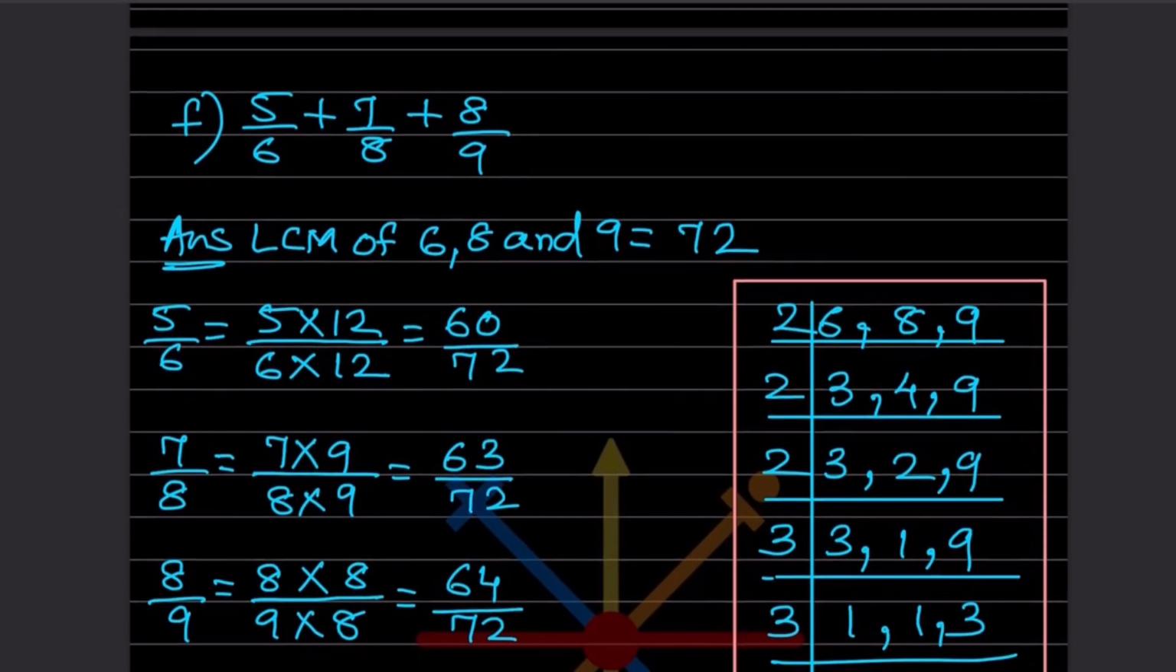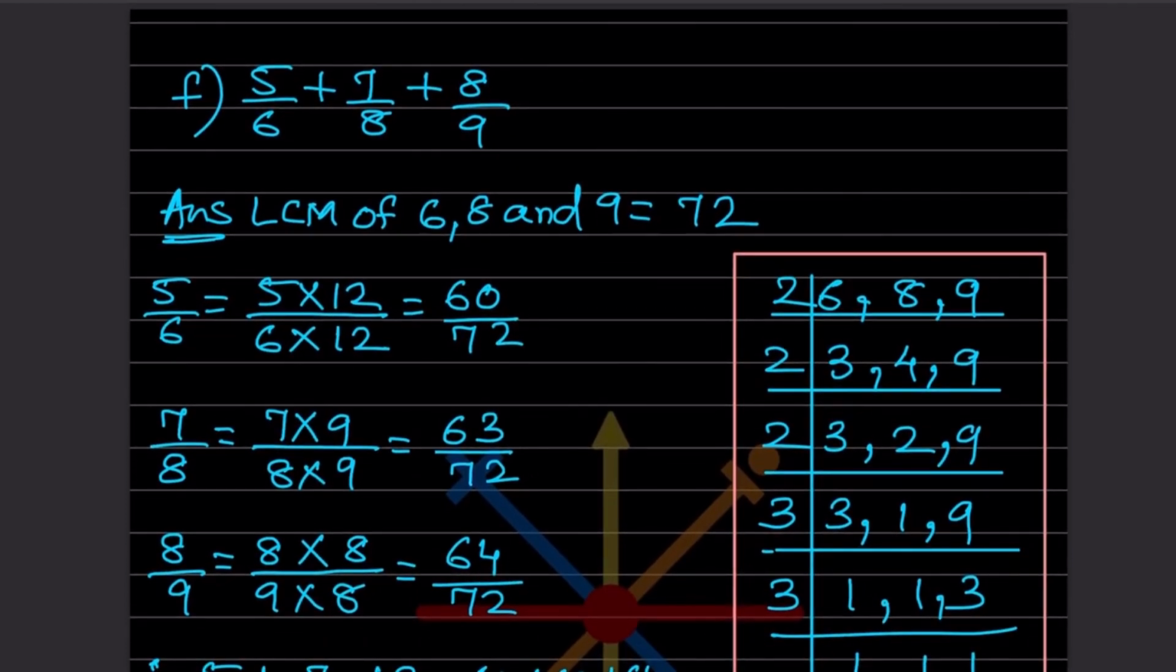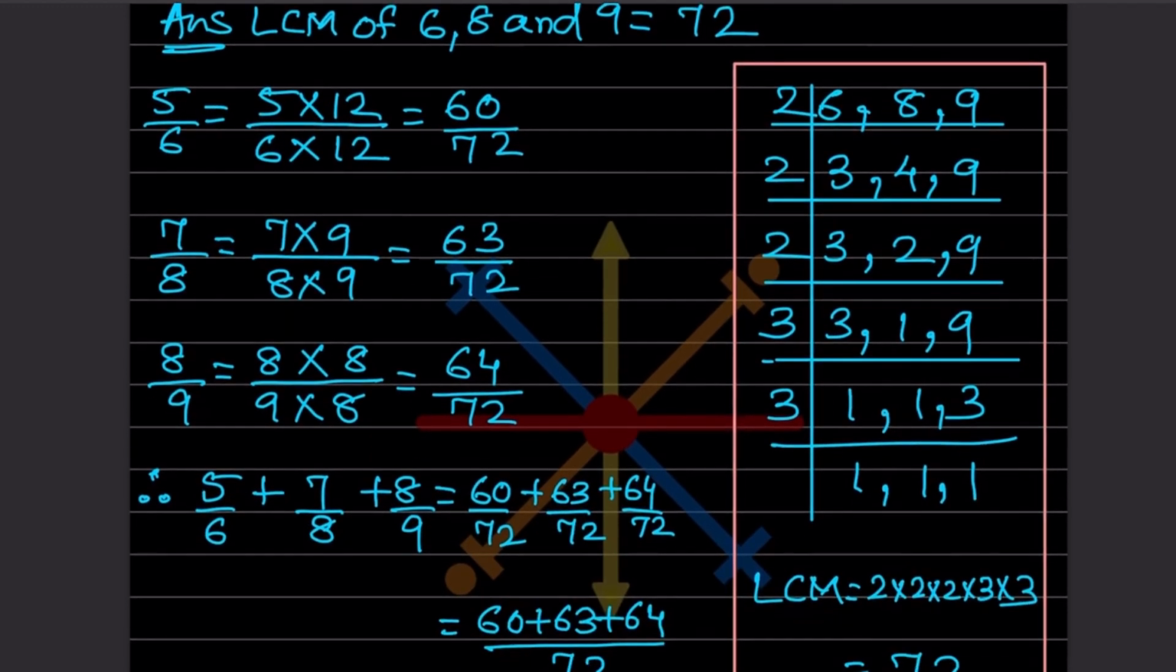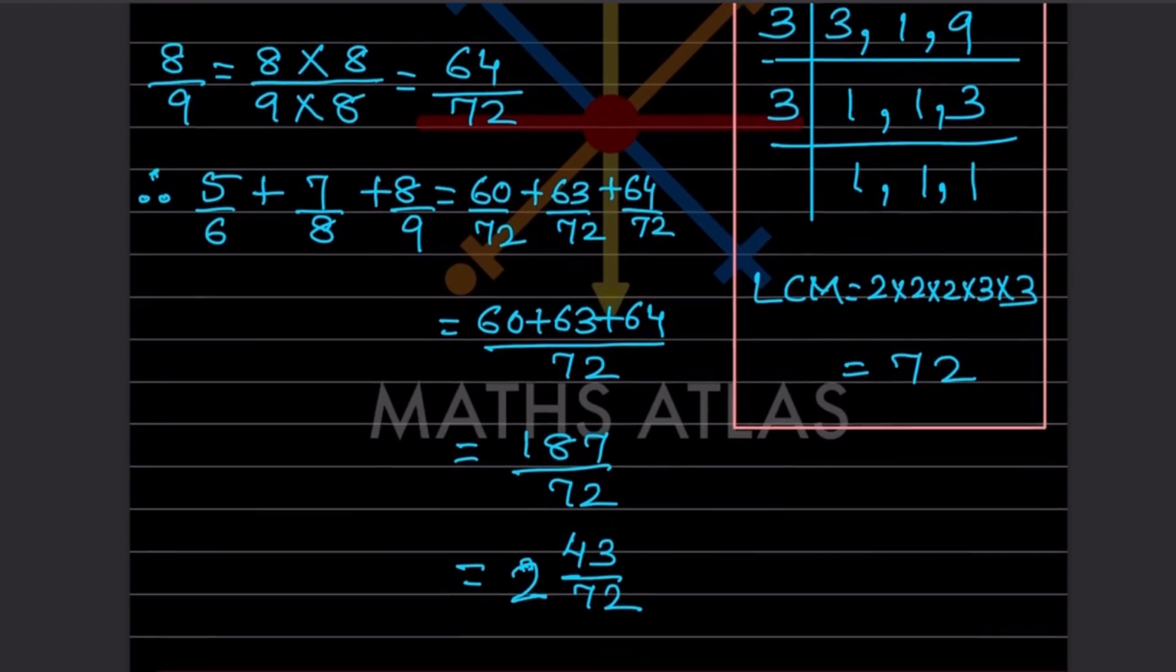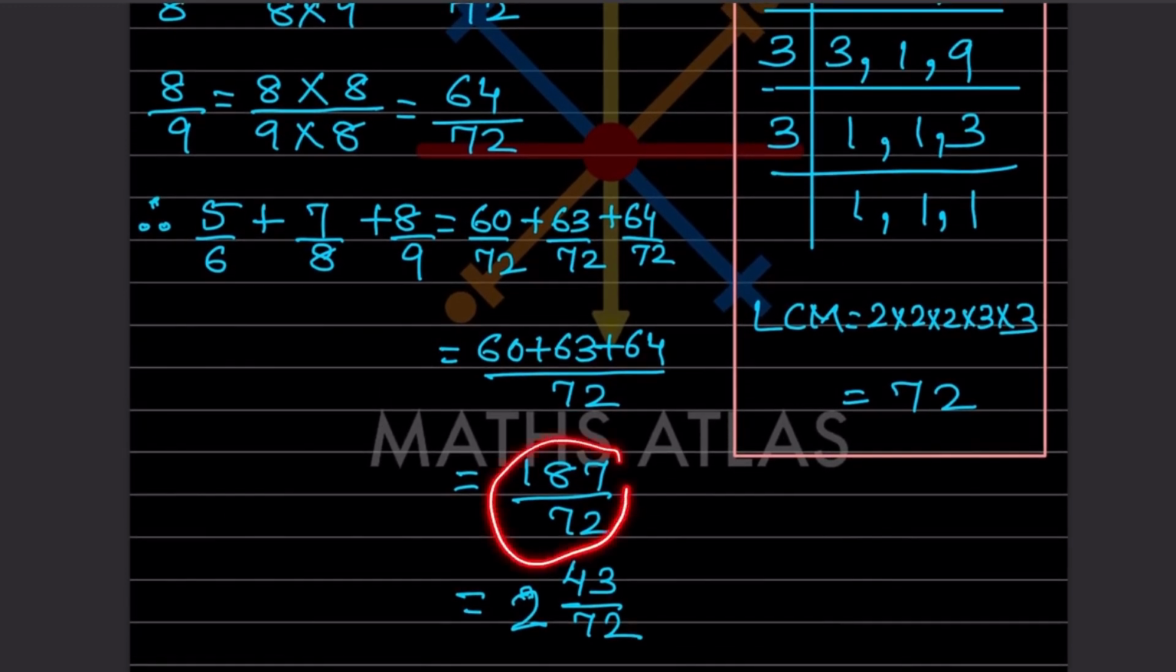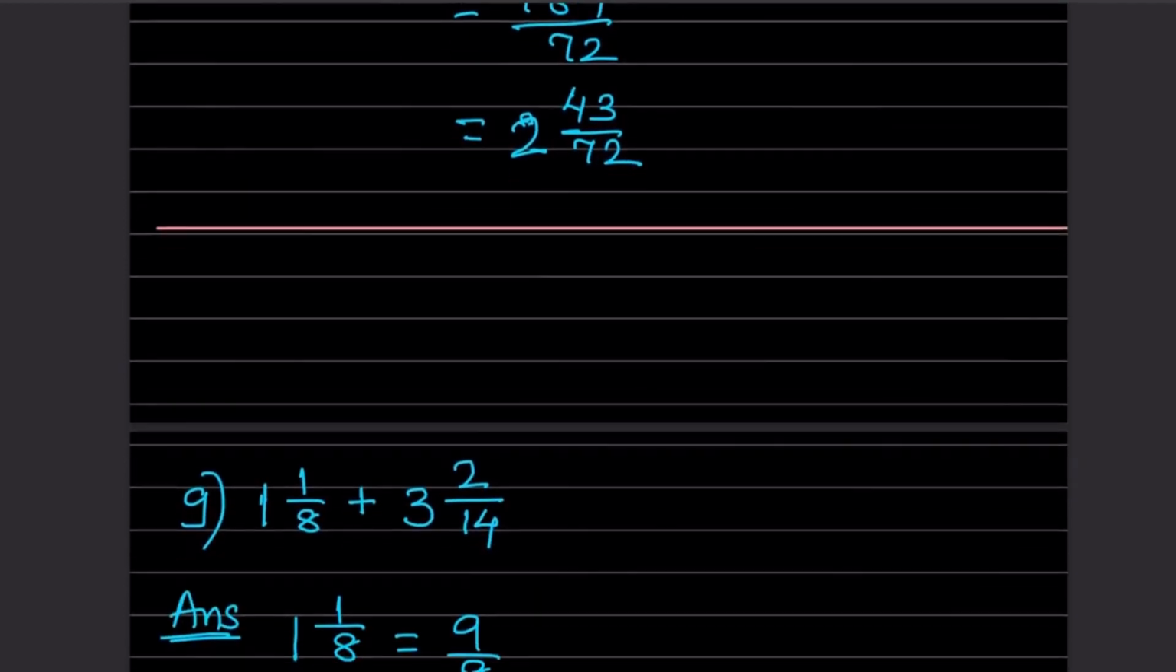So now again here, same problems like here. So what are you going to write here? Take the LCM, 72. This one, add it. Yeah, and this is 187 by 72. So this is an improper fraction. You have to make it to a mixed fraction.